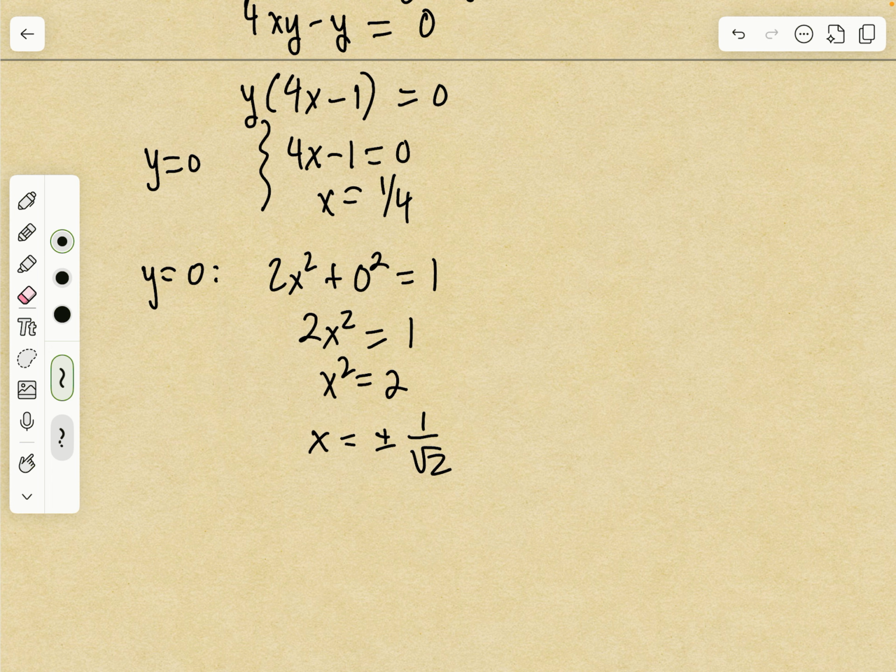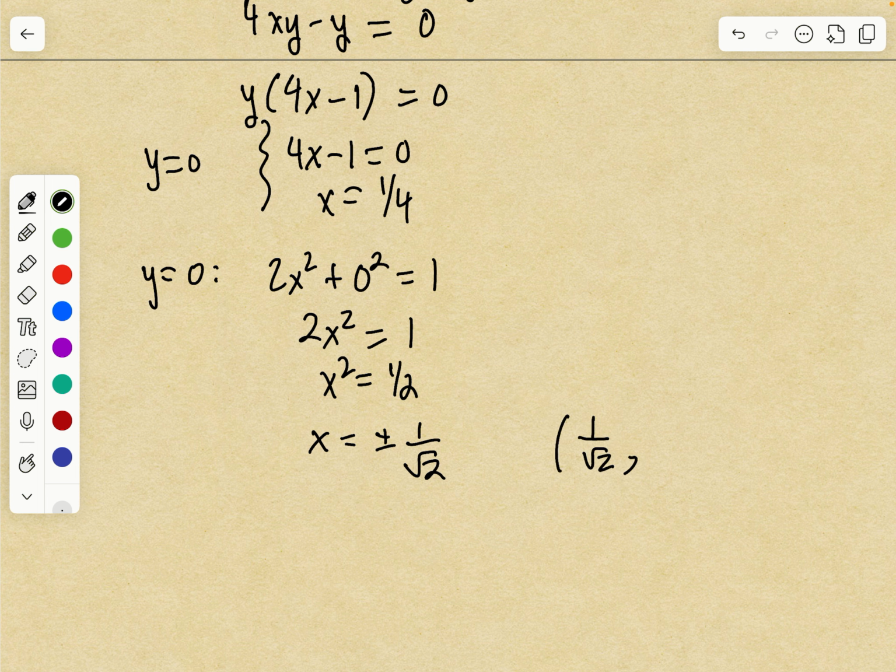No, you get plus or minus the square root of 2. Wait a minute. Yeah, sorry, this is 1/2. And then when you take the square root, you get plus or minus 1 over the square root of 2. Okay, because there are two square roots. All right, so then you have 1 over root 2, 0, and negative 1 over root 2, 0.